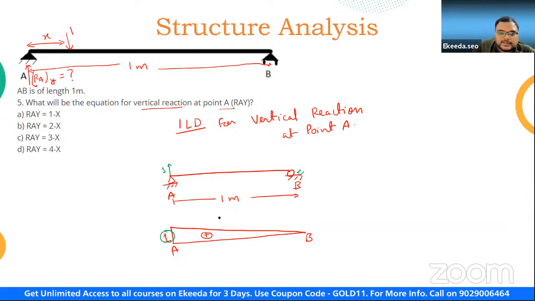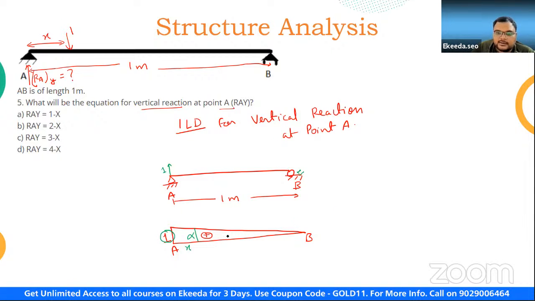Now what will be the equation for vertical reaction at point A? If I have to determine the vertical reaction at any point, let us say at a point that is at a distance of x from here, what will be the value of this alpha? Can anybody tell me how to determine this alpha?